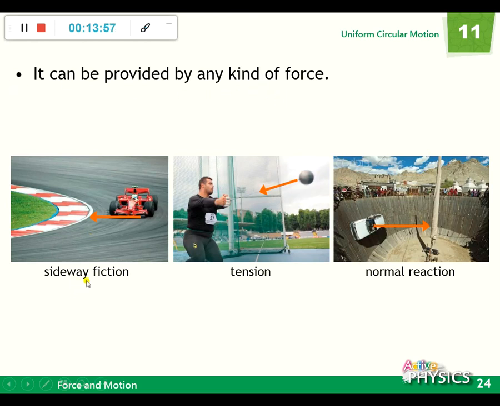This one should be a sideway friction. The centripetal force needed in a Formula 1 racing car should be the friction. Otherwise, this formula car cannot turn or move around this circular corner. The other one should be the tension. Tension is the actual force, the real force, but in this case, the tension can provide the centripetal force. The other one will be the normal reaction. Normal reaction is a real force, and this time, it will provide centripetal force.